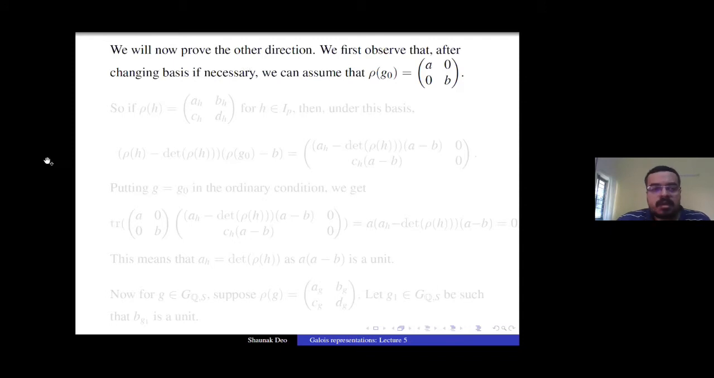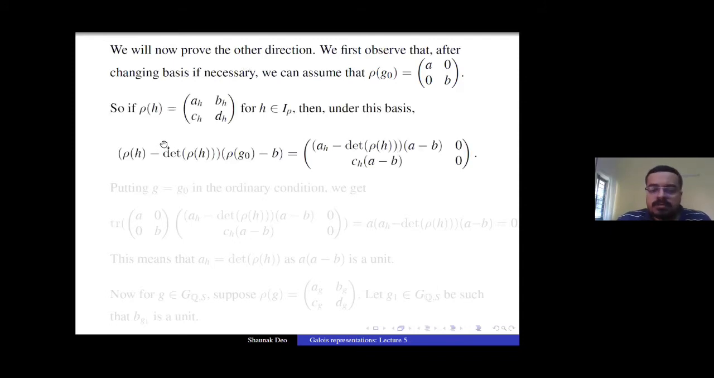diagonal. And so if we denote rho of H to be AH, BH, CH, DH for H in inertia, we compute this product, rho of H minus determinant of rho of H times rho of G naught minus B, in this basis in which rho of G naught is diagonal. We get the matrix that I've shown, that we have these 2 zero entries in the second column. In the first column is AH minus determinant rho of H times A minus B, and CH times A minus B.